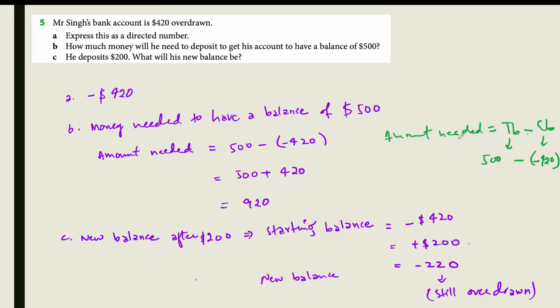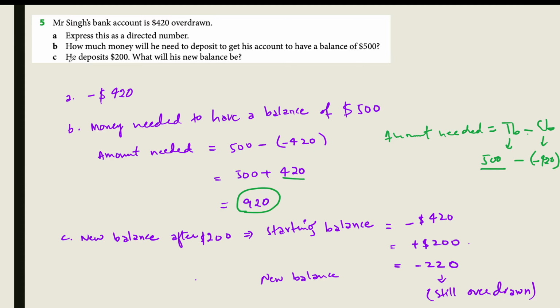It means the amount needed to have a $500 balance in your account is $920. In this way, with this $920, you will be able to pay the $420 debt that you owe to the bank, and the rest of the 500 would be remaining in your account. So a total of $920 is required to have a balance of $500 in your account.